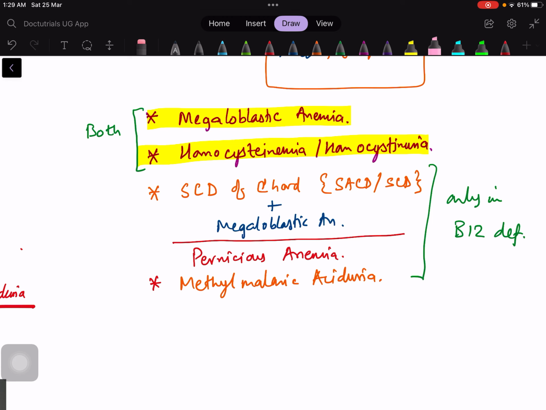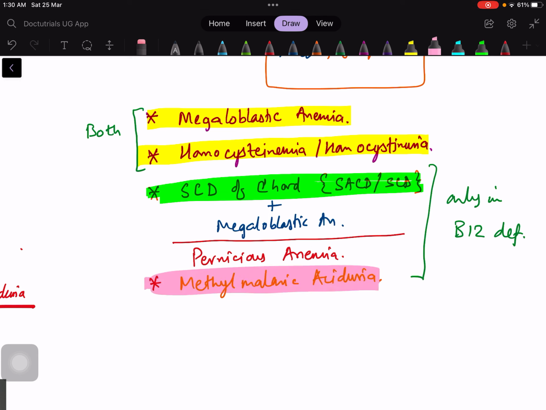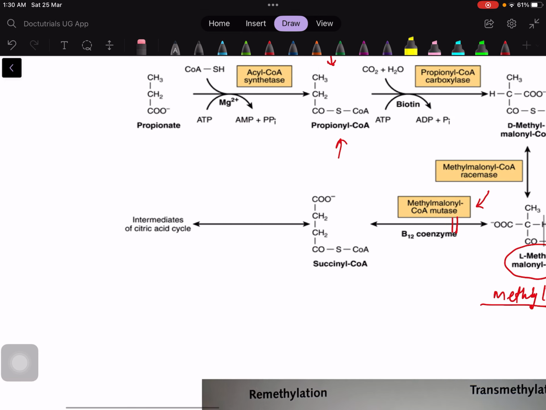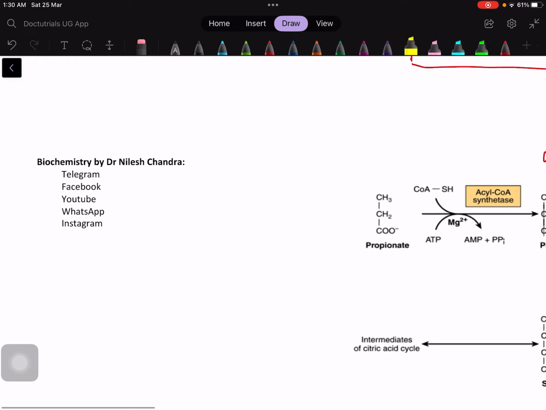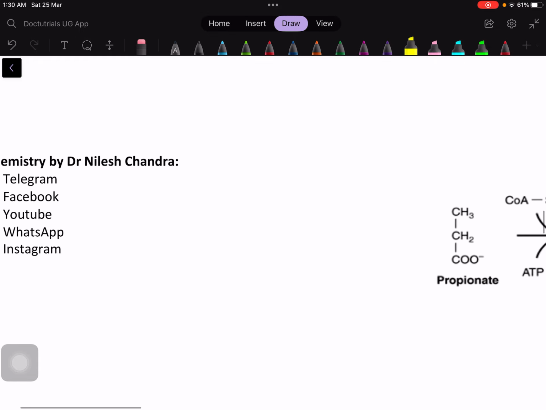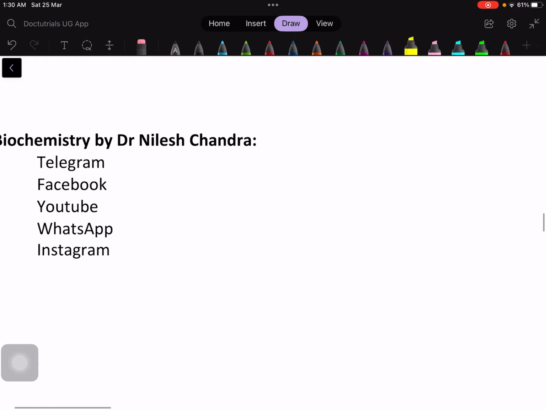The features that you will see only in case of B12 deficiency are the neurological deficits, the subacute combined degeneration of the cord, the SCD, along with the methylmalonic aciduria. These will be the features exclusive to B12 deficiency. So I hope with this discussion you are quickly able to identify the important features about B9 and B12. You know the questions are being asked again and again.